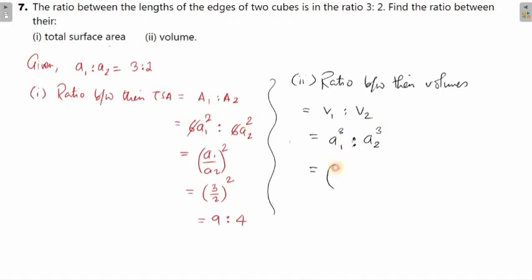So can I write this as (A1 by A2) whole cube? Yes. From here A1 by A2 is 3 by 2, isn't it? So we have (3 by 2) whole cube. Now 3 cube is 27 and 2 cube is 8. So the answer for the second one, that is the ratio between the volumes, will be 27:8, right? So pause the video and note down the solution.